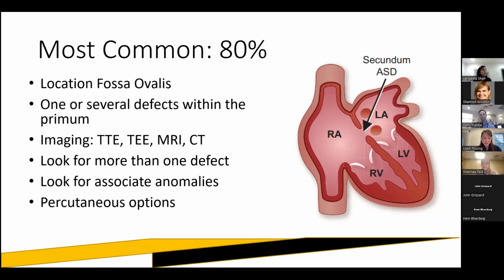Imaging wise, I think you can do all four modalities. I think each one has its benefits. Transthoracic echo you end up doing for screening. TEE helps you to see multiple holes, multiple sizing of the holes. Cardiac MRI, as well as CT, helps not only for the sizes, but also quantification of flow. You want to look for associated anomalies such as anomalous pulmonary veins, and usually has good options for percutaneous closure.